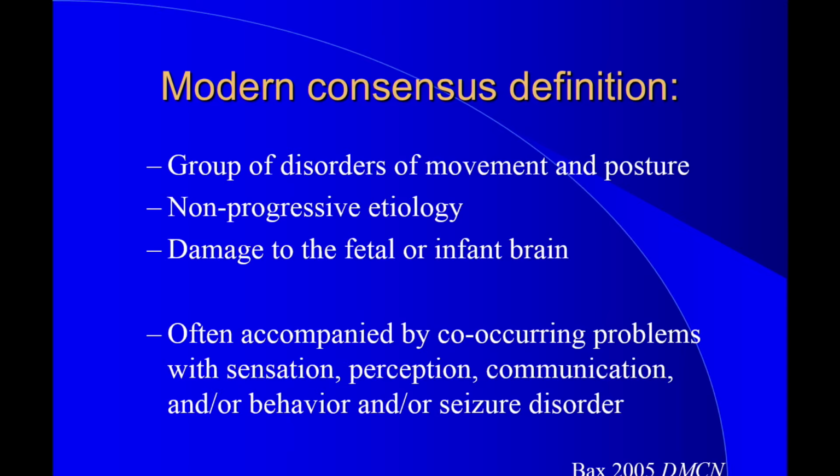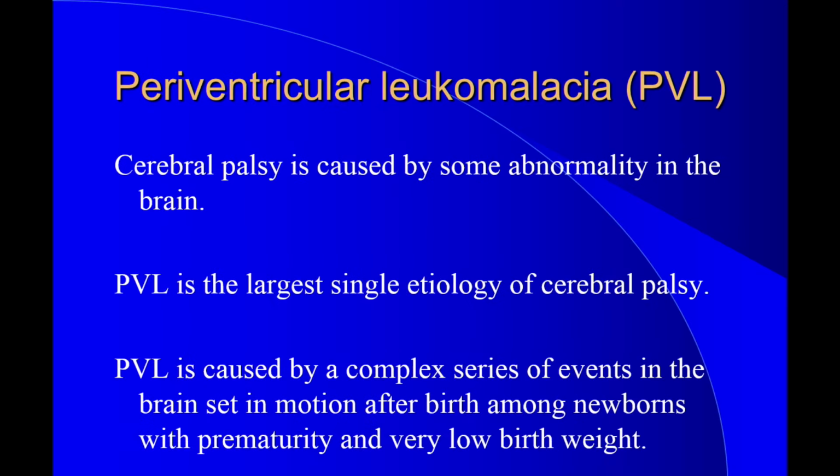The part I want to focus on today is this lower section, though, that the definition of cerebral palsy includes co-occurring problems with sensation, perception, communication, and or behavior, and or seizure disorder. But it's a very broadly manifesting condition. It is defined by having a motor component, but that's only one piece, and I really want to talk a lot about the other pieces. So I'm going to start with talking about this condition, periventricular leukomalacia.